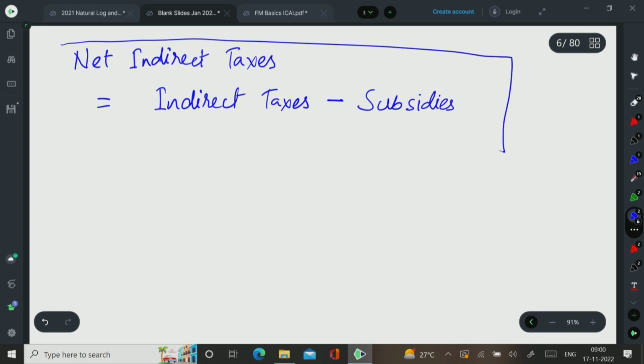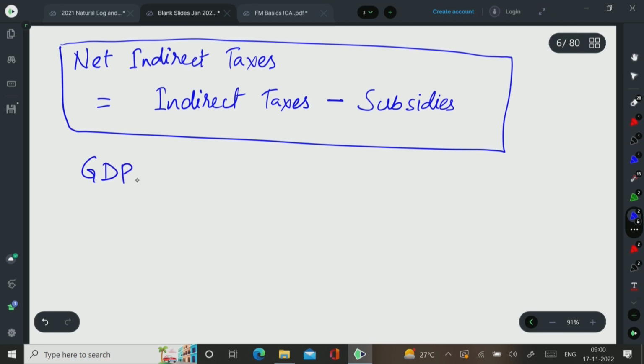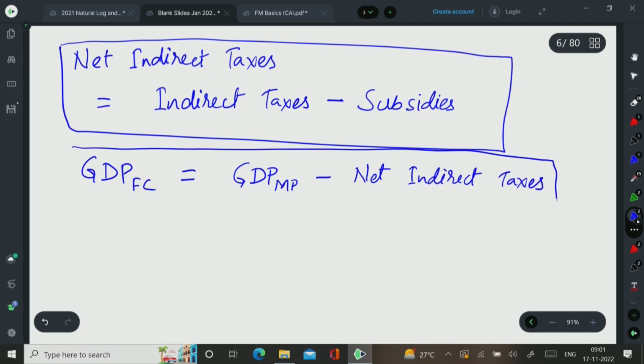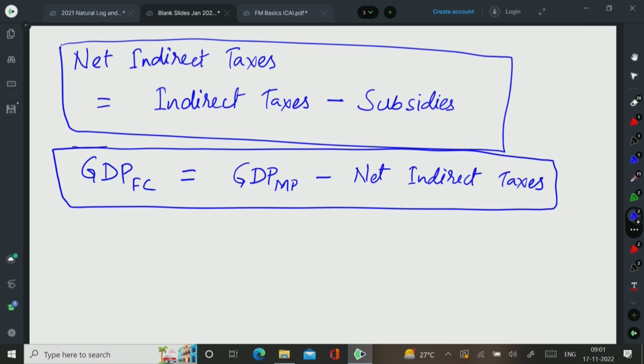Net indirect taxes is indirect taxes minus subsidies. So if I want to find out GDP at factor cost, that is gross domestic product at factor cost, the first parameter that was GDP at market price, from that I subtract net indirect taxes, and we land up at GDP at factor cost.